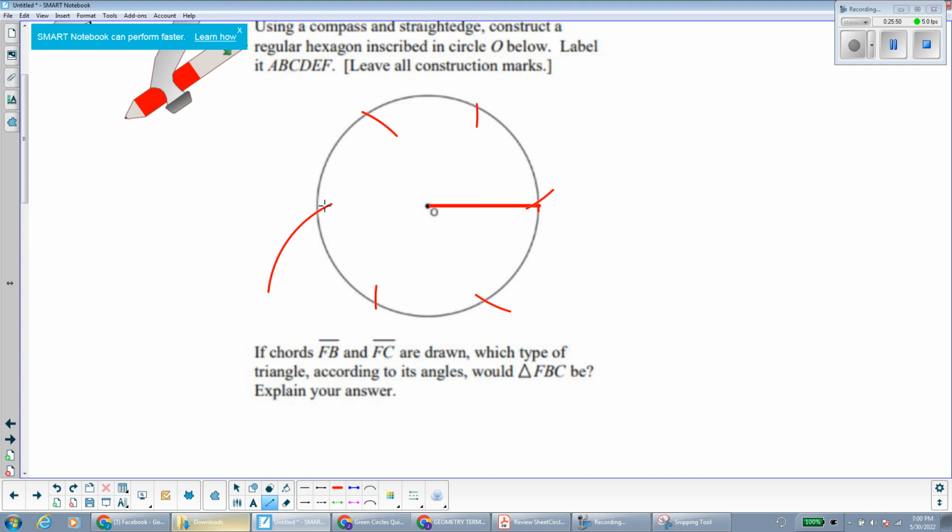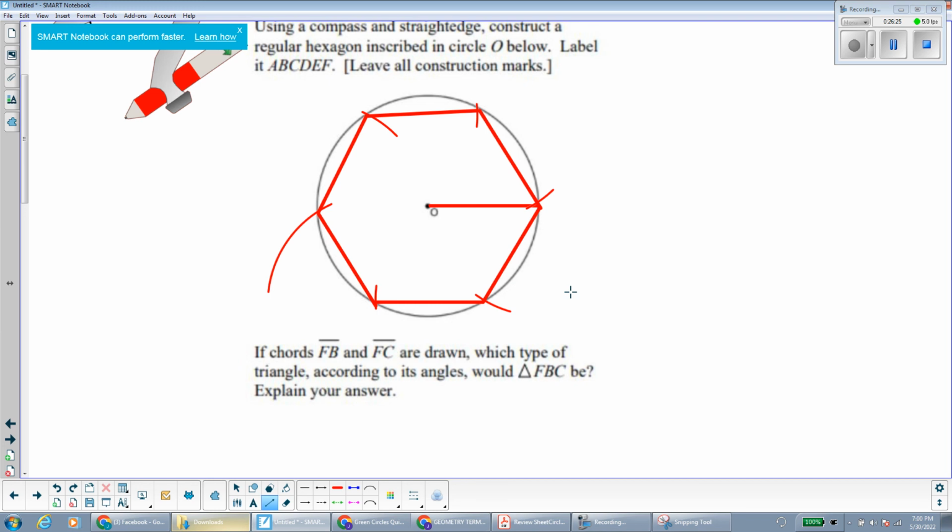So let me connect all these points together. Let me connect this point to this one, to this one, to this one. And remember, we want the points to be on the circle. That's the whole point. The hexagon's supposed to be inscribed in the circle. So the vertex points should actually be on the circumference of the circle. Some people weren't doing that, and then it's not right.